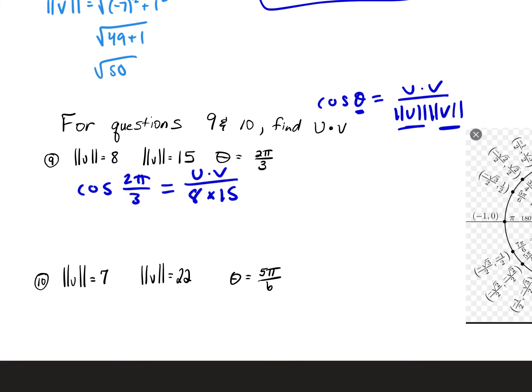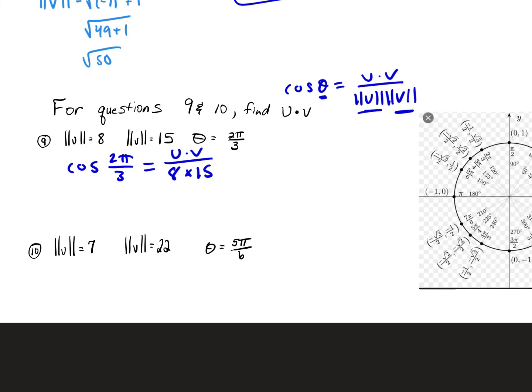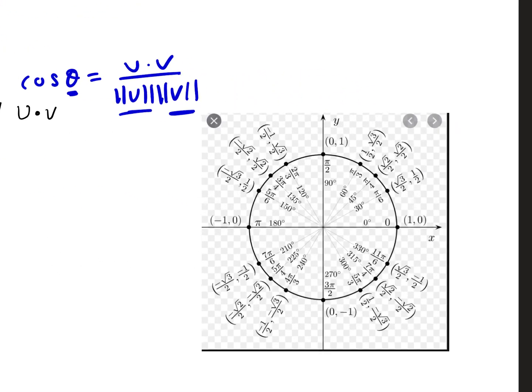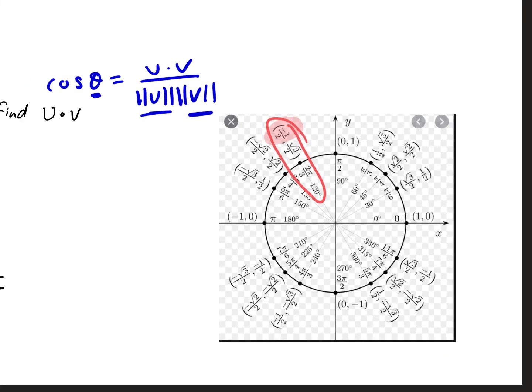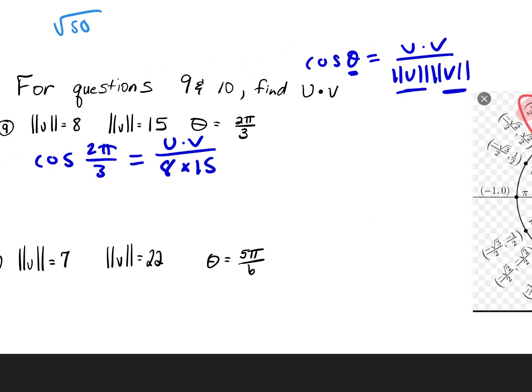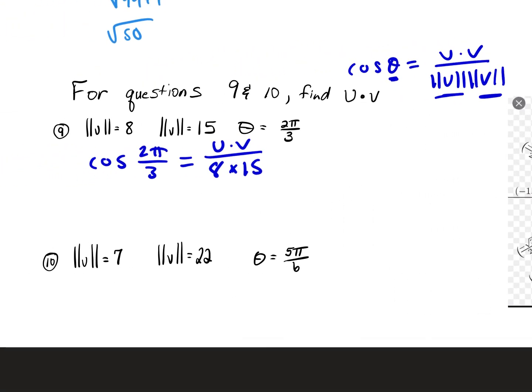How do I find the cosine of 2 pi over 3? The unit circle. So I go to 2 pi over 3 on the unit circle, and which value am I looking at here? Cosine tells me I have to look at the x values. So it'll be negative 1/2. So cosine of 2 pi over 3 is negative 1/2.